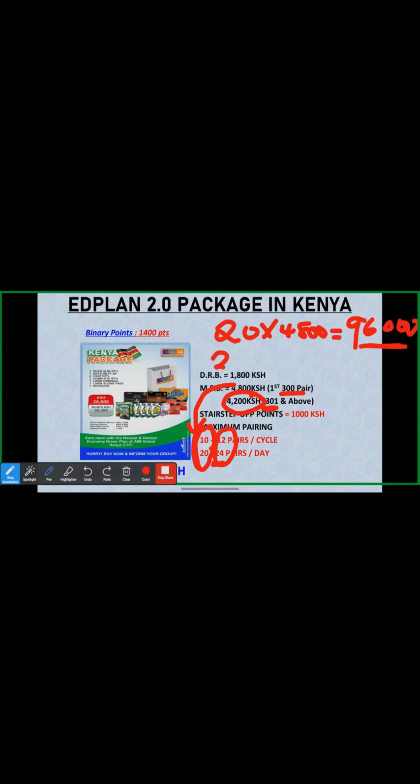If you multiply 24 pairs by 4,200, this is coming to, I think, 100,400, if I'm not wrong. Yeah, I think it should be 100,800. So basically you get an additional 4,800 with these pairs.